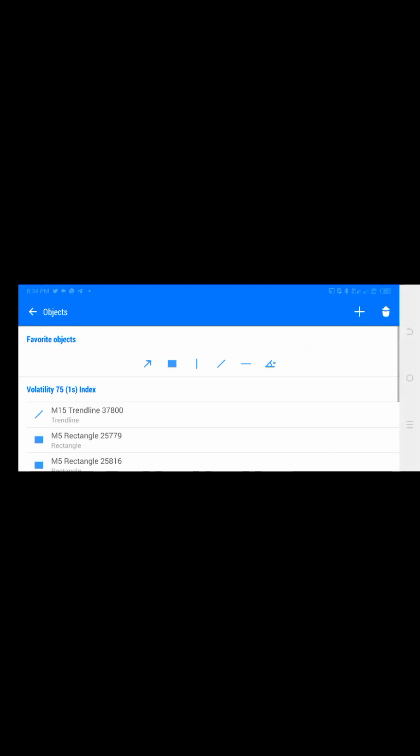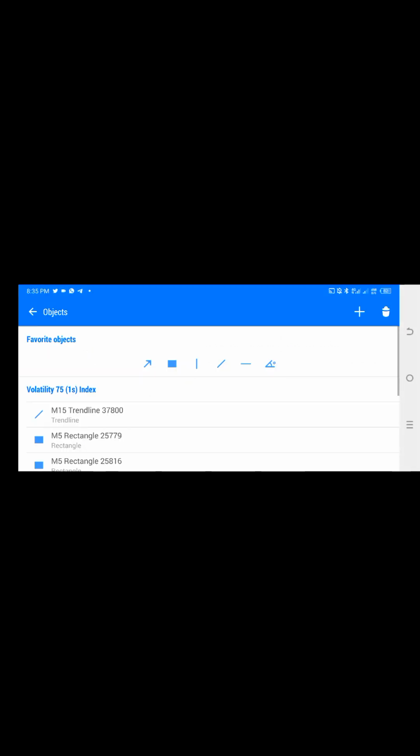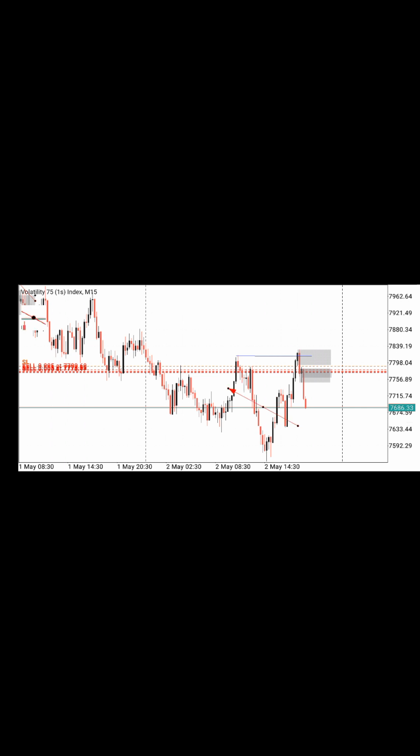Now on my 15-minute time frame, I've gotten my break in market structure. I have this break in market structure here. So after this break in market structure, let me use this and explain the structure that we have now. This is a break in market structure.